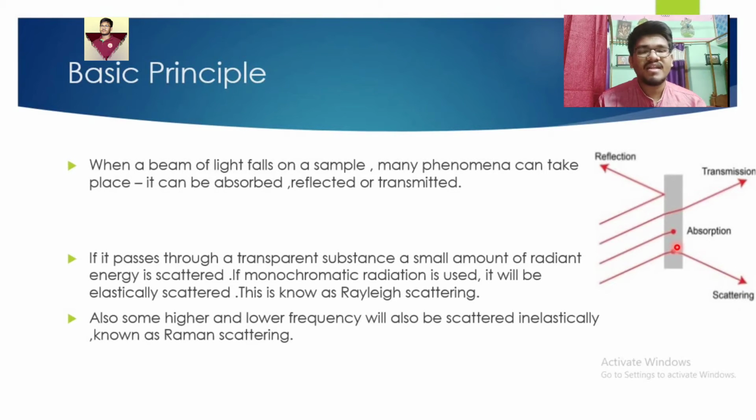Two types of scattering mainly happen. One is elastic, in which the incident light is scattered without a change in energy or frequency. That is the Rayleigh scattering we know. Also, some higher and lower frequencies will be scattered inelastically, known as Raman scattering. The molecule will gain or lose energy from the incident light wave, and its frequency will be shifted to the higher or lower side. We are going to discuss that in detail later.